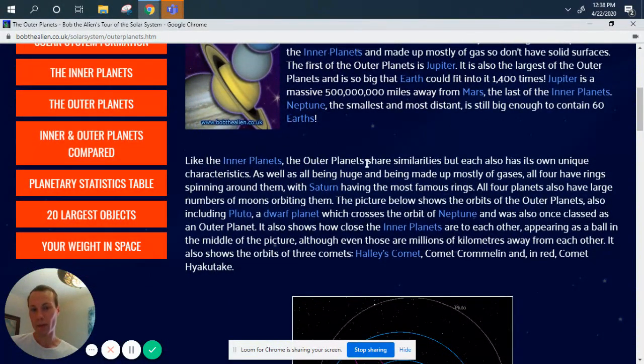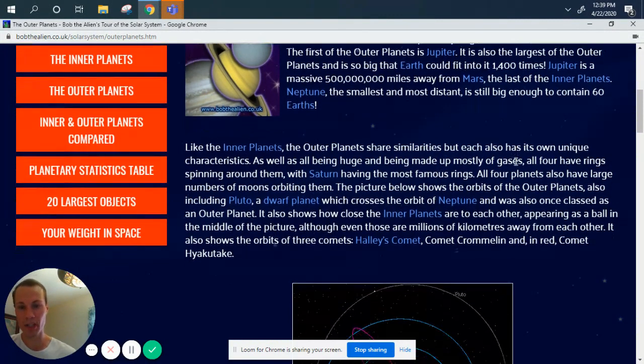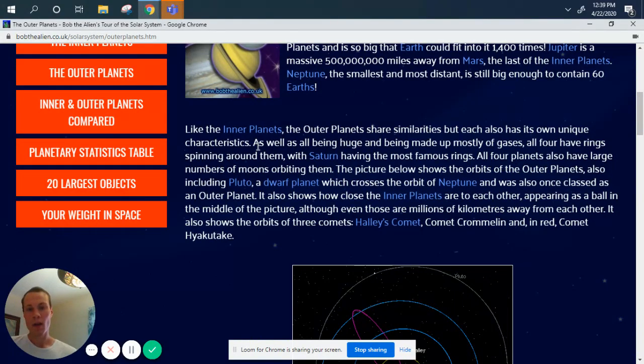Like the inner planets, the outer planets share similarities, but each also has its own unique characteristics. So they all have some things that are the same, but they're also a little bit different. As well as being huge and being made up mostly of gas, all four have rings spinning around them, with Saturn having the most famous rings. So they all have rings. I wonder why. All four planets also have large numbers of moons orbiting them.